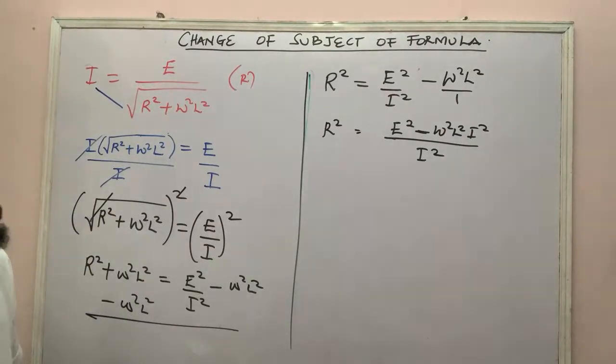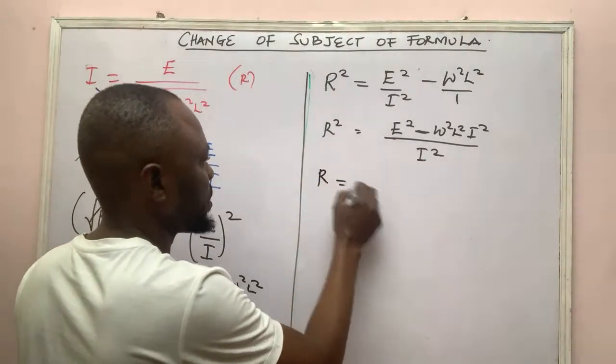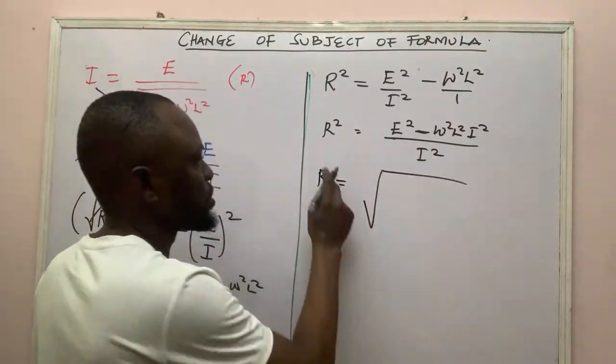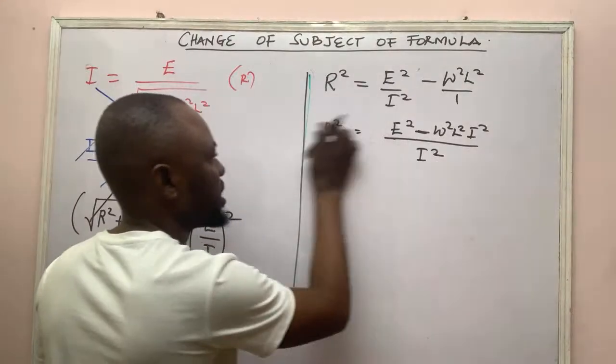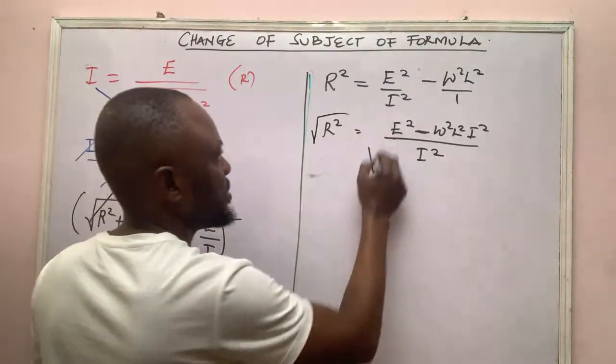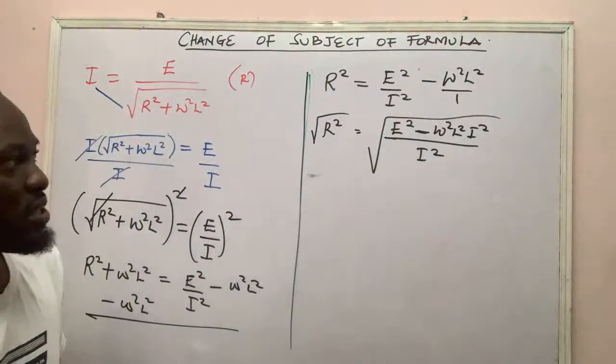So r will become the square root. I want to get rid of the square, so I need to find the root of both sides.